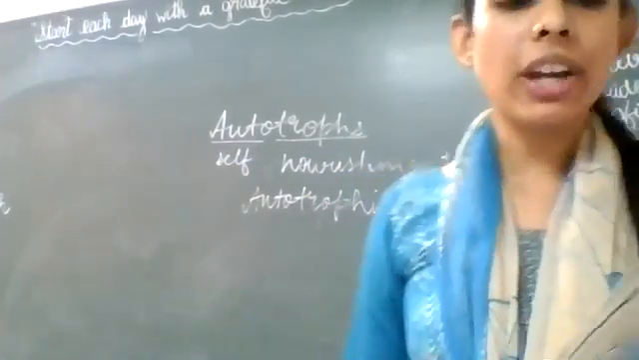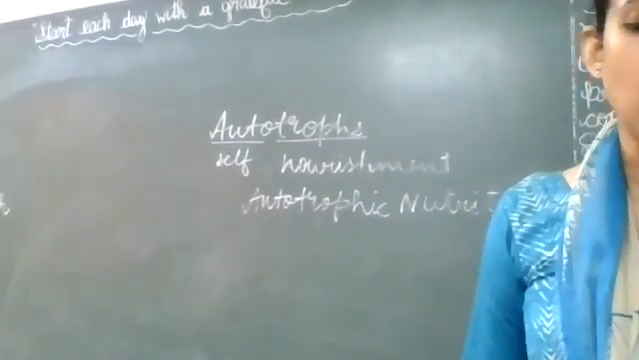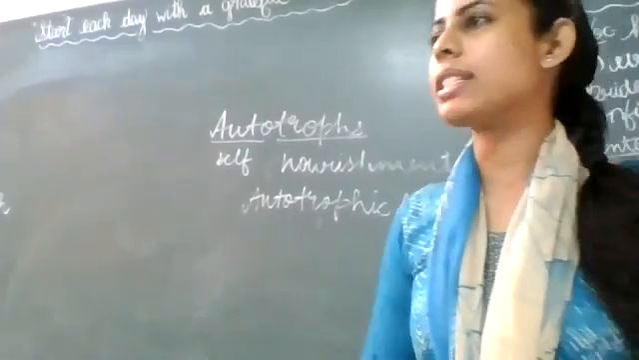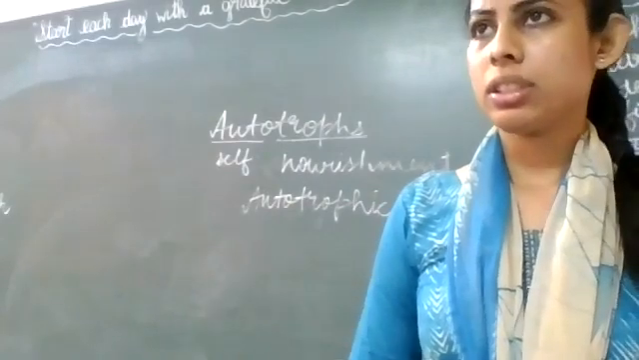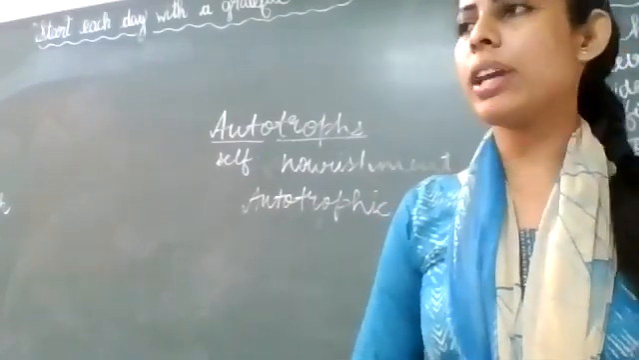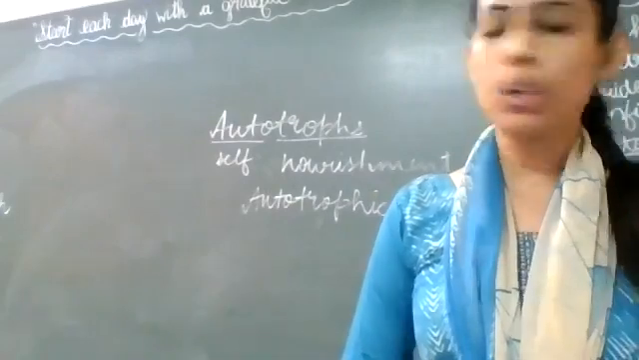So now the next is, why our body cannot make food from carbon dioxide, water and minerals like plants do. What is the reason behind it? Yes, Dhruv? Yes, very good. Because we don't have chlorophyll.